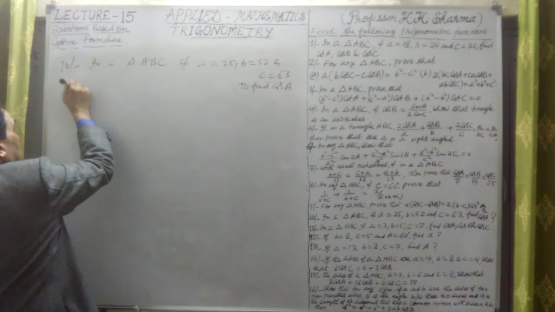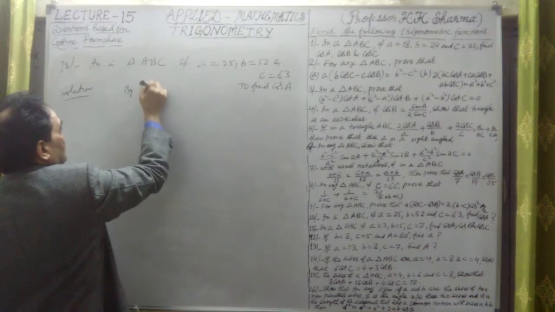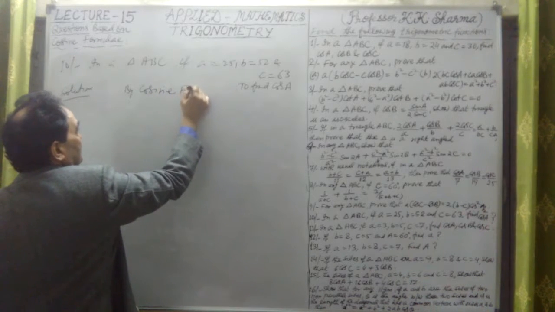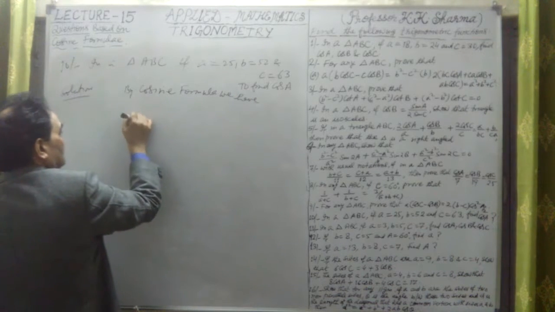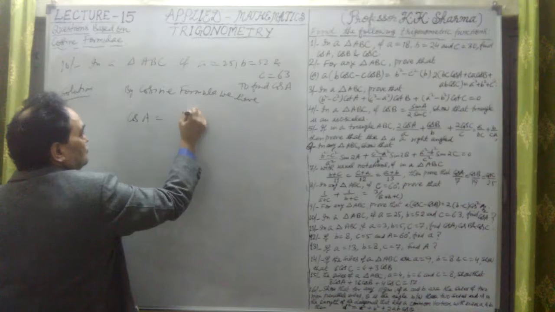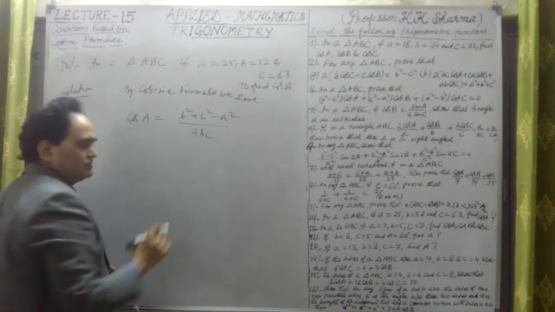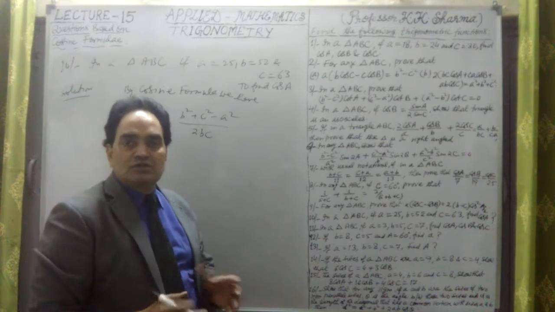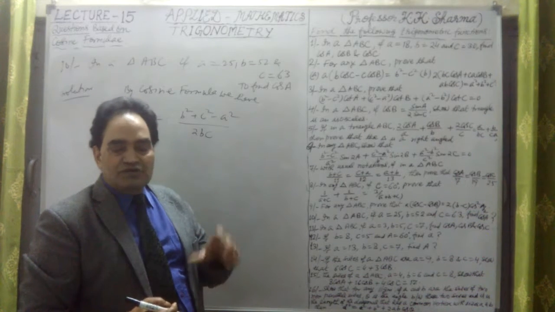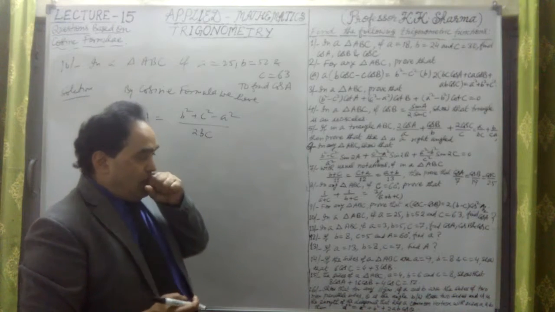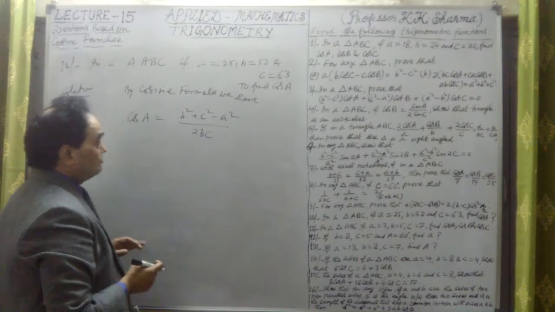Solution: by the cosine formula, we have cos A is equal to b square plus c square minus a square upon twice bc. This formula we have proved with the help of three cases, acute angle triangle, obtuse angle triangle, and right angle triangle, in lecture number 13. Please see there how these formulae are derived.